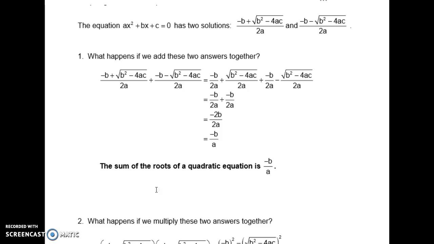What that really means, though, is one of my solutions is negative b plus the square root of b squared minus 4ac, all divided by 2a. And the other solution is basically the same thing, but instead of a plus the square root, it's the minus the square root.